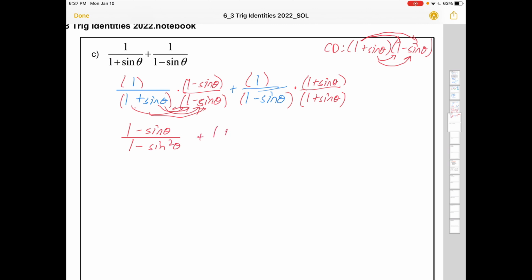Over in the other one, it'll give me 1 plus sine theta on top. And on the bottom, it's going to give me, again, 1 minus sine squared theta. There's nothing to divide out quite yet. If you wanted to divide out, you'd have to factor, and then you'd be back where you started. But since we have a common denominator, we can add up the top terms. So 1 plus 1 makes 2. Minus sine theta, right here, plus sine theta makes nothing at all.